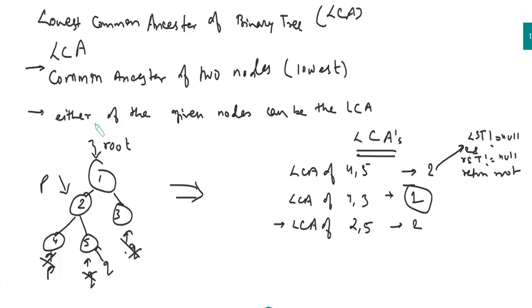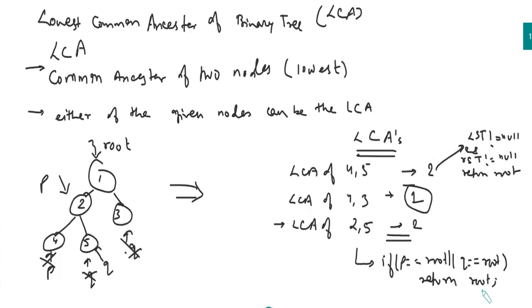So let's focus on this third point: either of the given nodes can be the LCA. This is part of the definition. So we can say the common ancestor of these two nodes is 2. From this, what we encounter is that if P is equal to root or Q is equal to root, then the LCA is root itself, so we return root. So what's the problem? The problem is that we are given two node values, P and Q, and a binary tree. We have to find the lowest common ancestor of these two nodes.